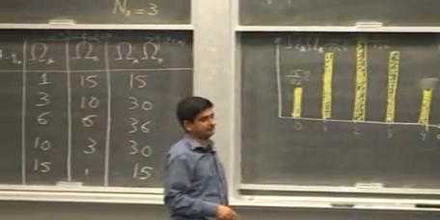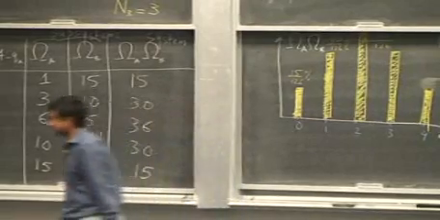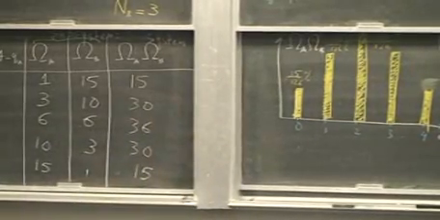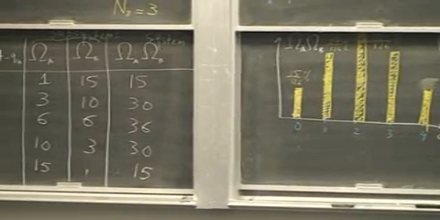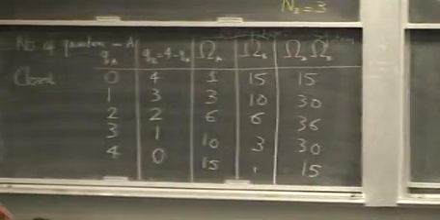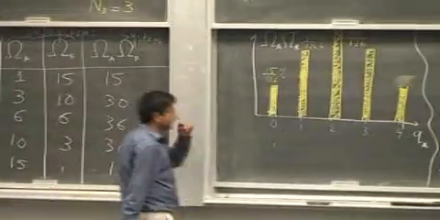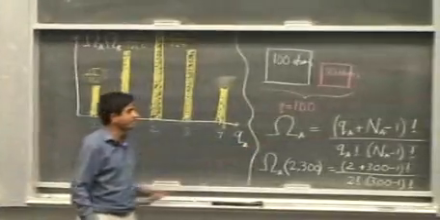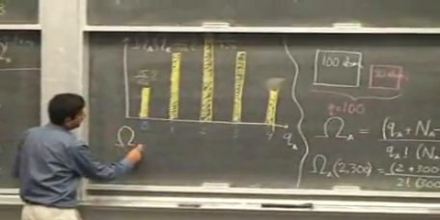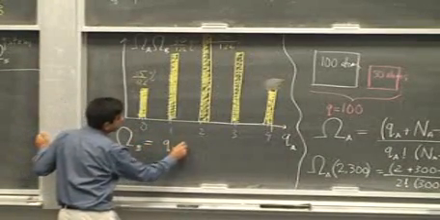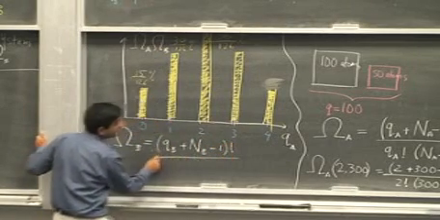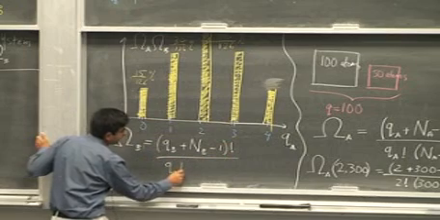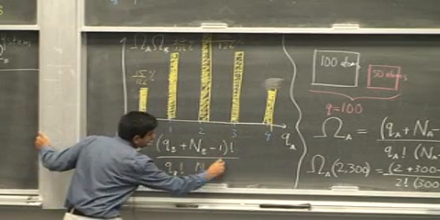Ali, please start this up. Alright, while this boots up, I can also find omega B. Omega B will be QB plus NB minus 1 factorial divided by QB factorial divided by NB minus 1 factorial.